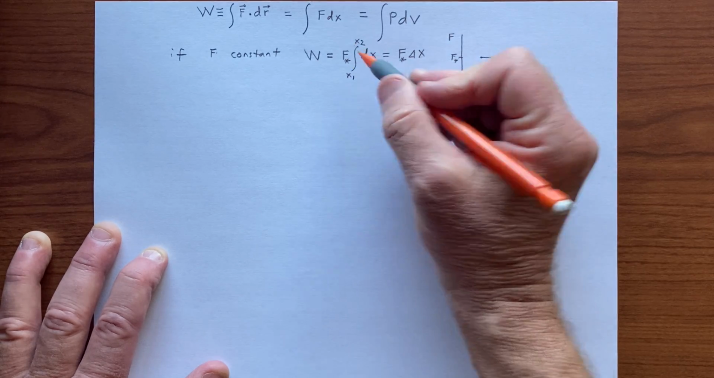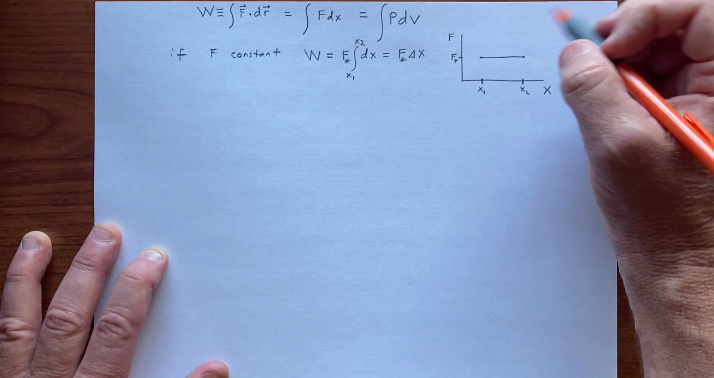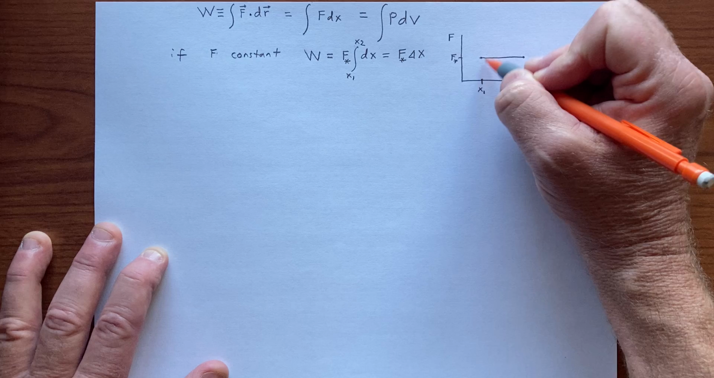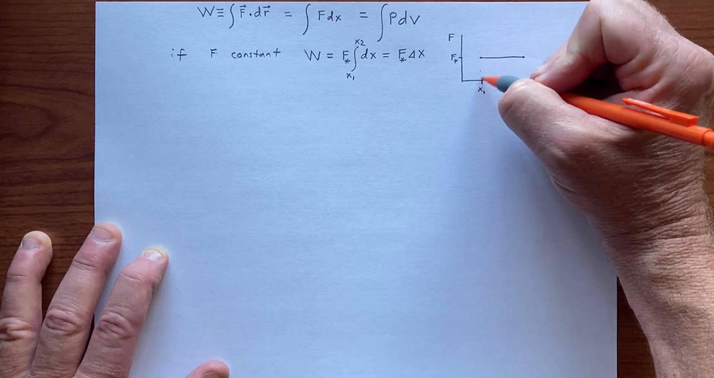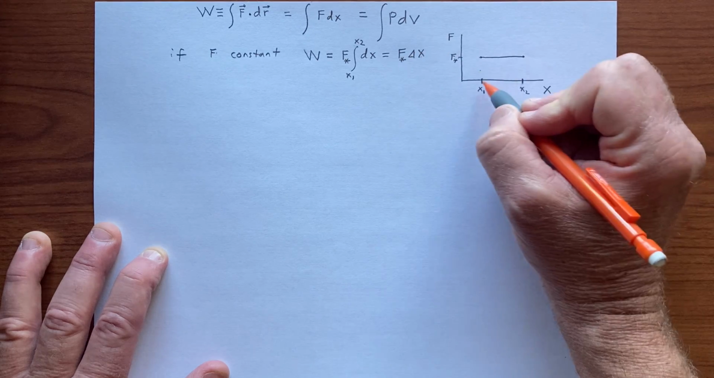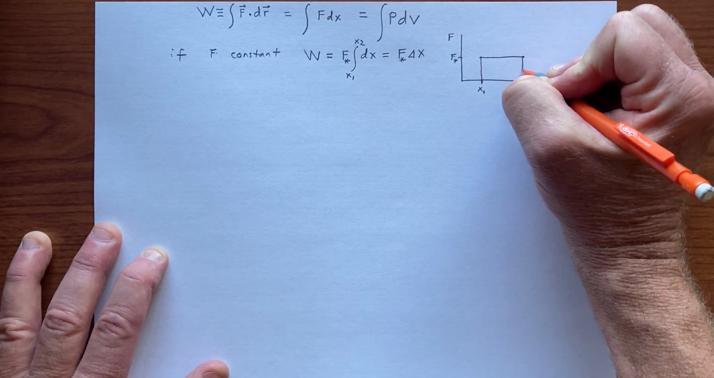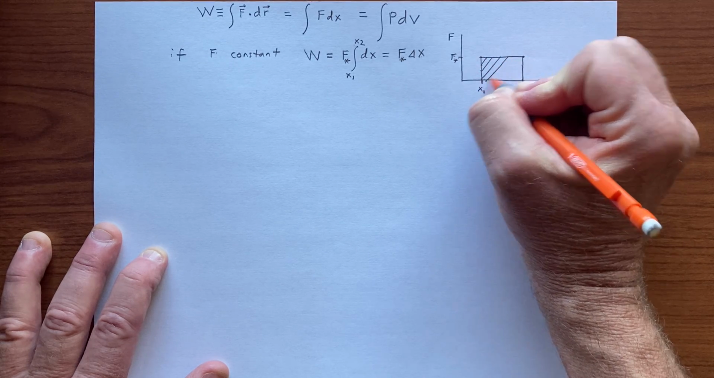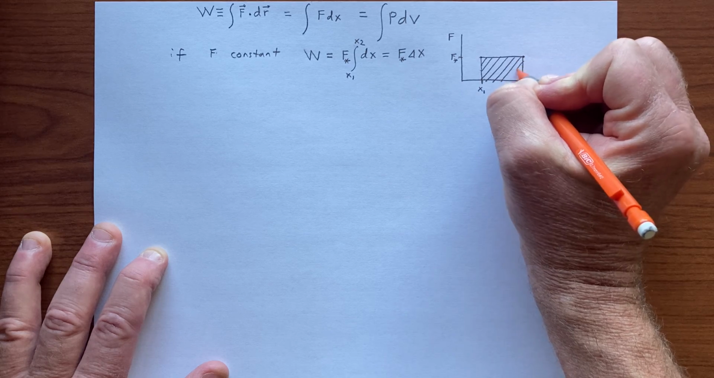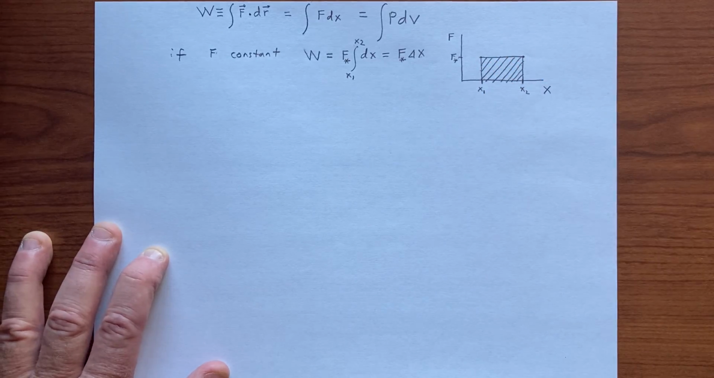And so this calculation is just this side times this side. So this side is the force, and this side is the displacement, F delta x. And so we get an area in here. And the work done is just the area that I have outlined there. It's the area under this curve.